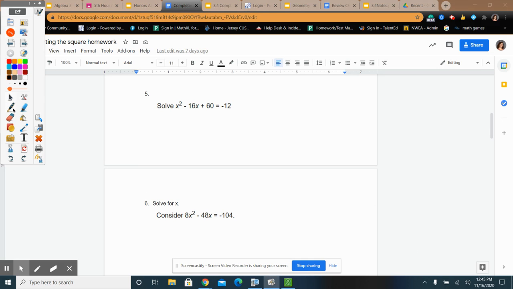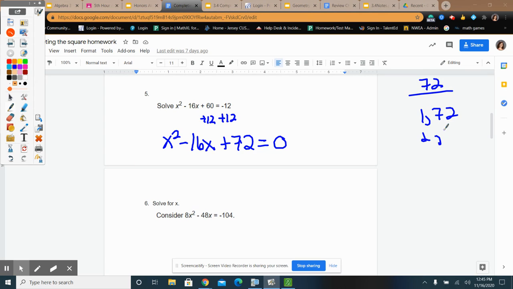So let's get 0 on one side and add 12. For a minute, you might think this factors, because 72 has lots of factors. But when you make your list for 72, you get 1 and 72, 2 and 36, 3 and 24, 4 and 18, 6 and 12, and 8 and 9. None of them get me to 16. So this doesn't work. So I have to complete the square. It's really my only option.